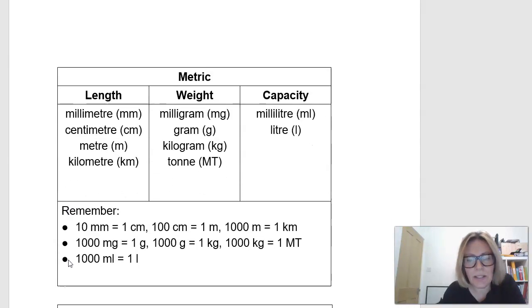So the metric units, just a little refresher. For length we use millimetres, centimetres, metres, kilometres. For weight we use milligrams, grams, kilograms and metric tonnes. That's the tonne that's spelt with a double N-E. And capacity is millilitres and litres. And there it's got the conversions for you. 10 millimetres is 1 centimetre, etc.